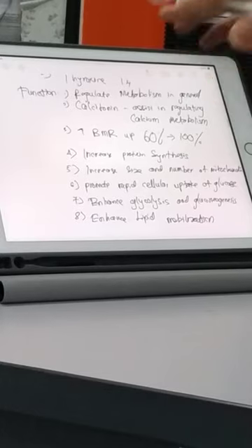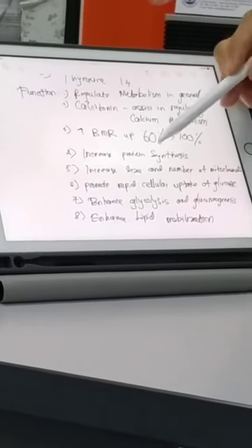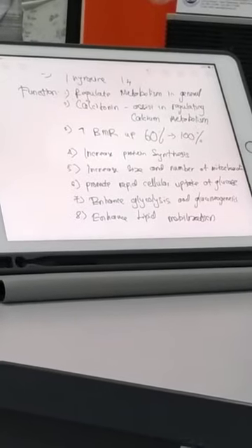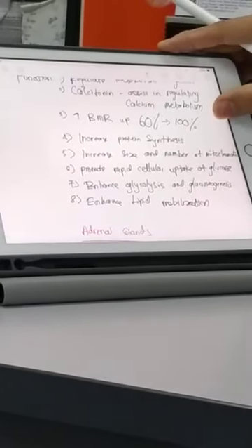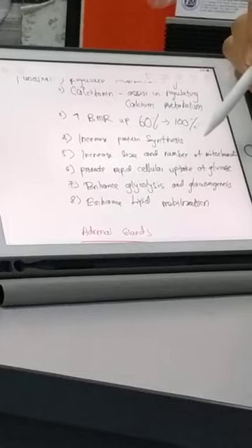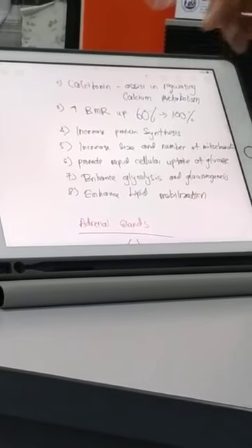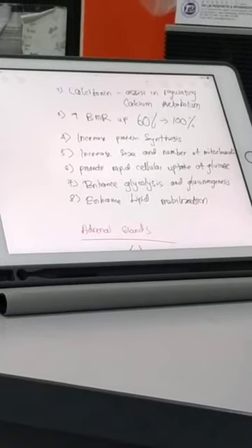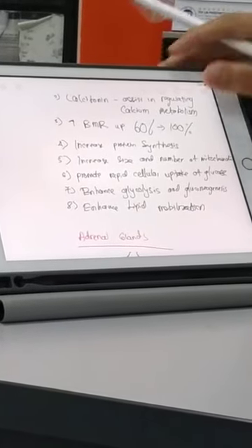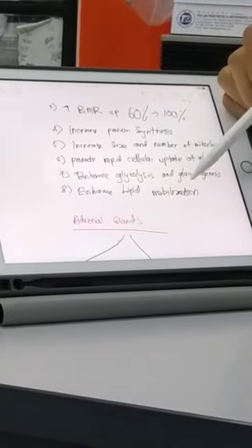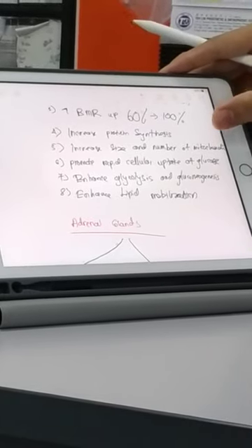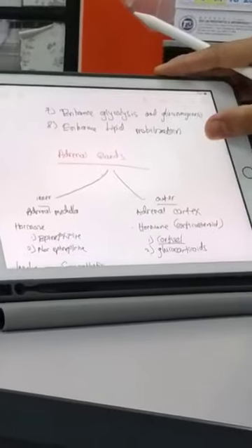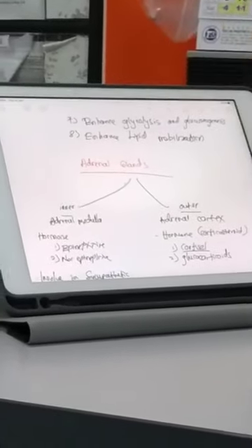It also increases protein synthesis, and increases the size and number of mitochondria so that they can produce more ATP. It promotes rapid cellular uptake of glucose, enhances the glycolysis process and also the gluconeogenesis process. And the last one is to enhance lipid mobilization, FFA mobilization.